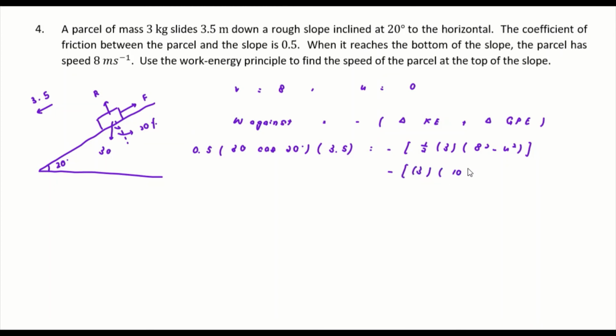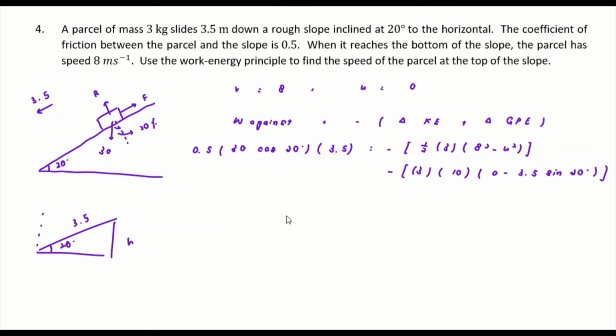So we have 3 times 10. How about the height? Same thing, we have 20 degrees here. We want to get the height, and the distance is 3.5, so it's going to be sine as well. So h equals 3.5 sine 20. The final height is 0 minus the initial height, which is 3.5 sine 20. Okay, so just put it inside. Now we can try to solve it.